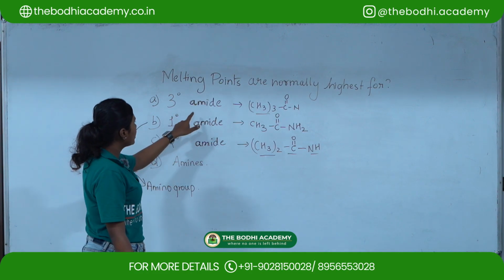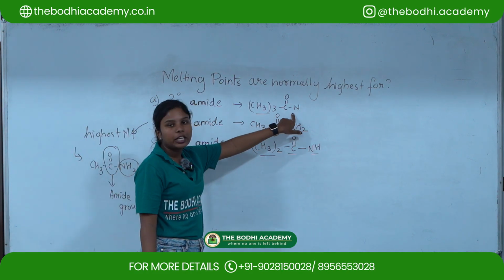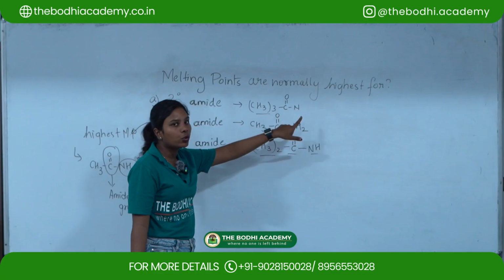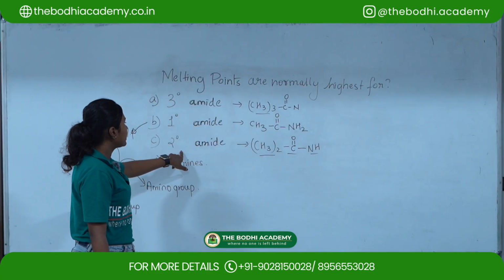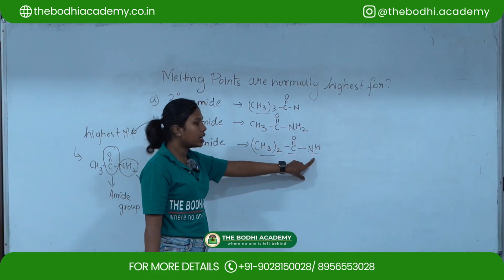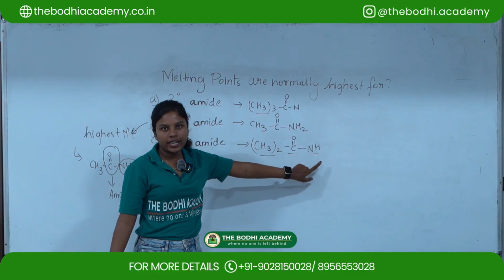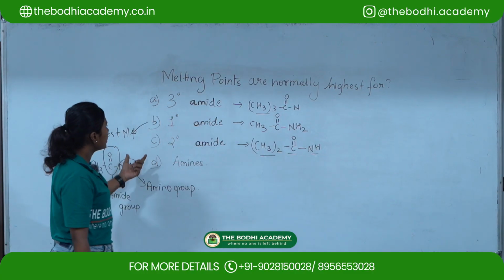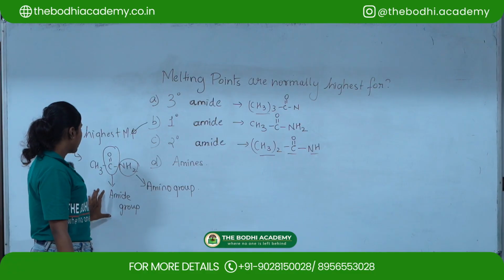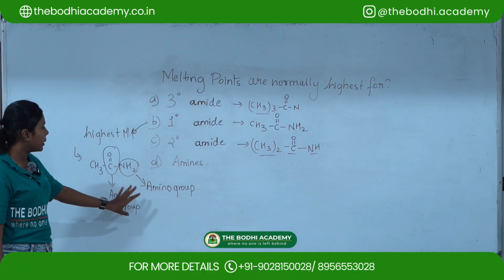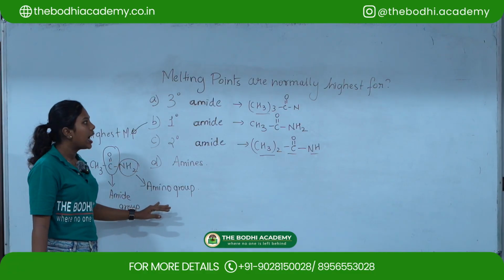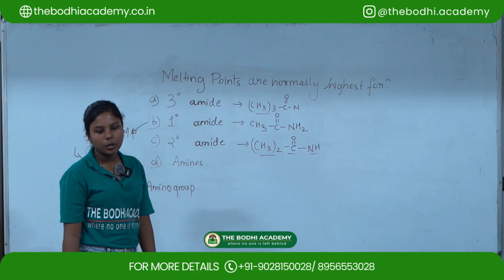If we look at the other ones, in tertiary, there is no amino group present. We directly have only NH. Even in the secondary one, we do not have the amide group, the amino group, sorry, we just have NH at the end. So this is the reason that the primary amides, due to the presence of the amide group and the amino group, are going to have the highest melting points.